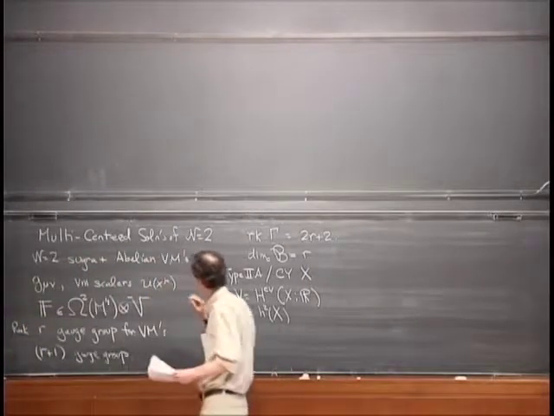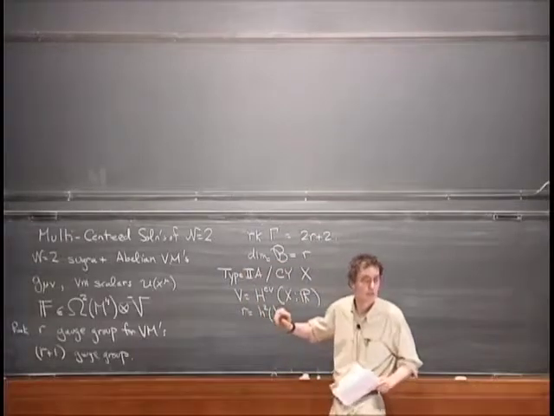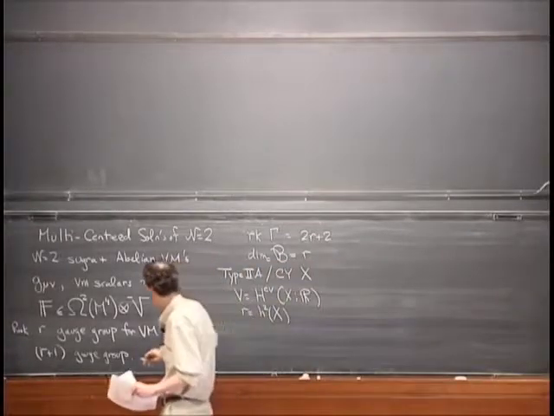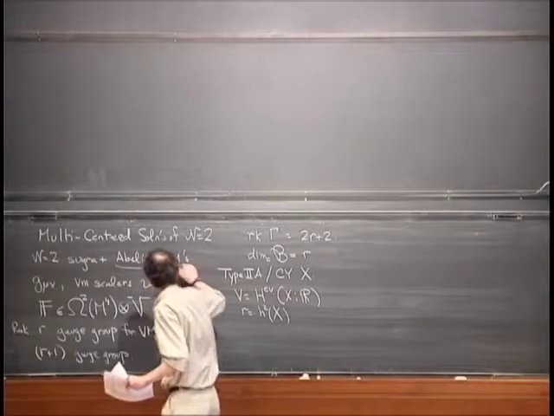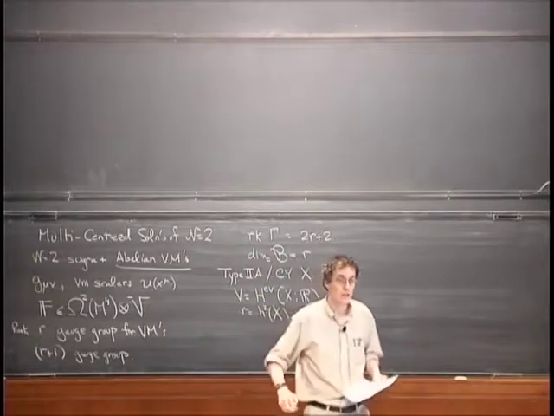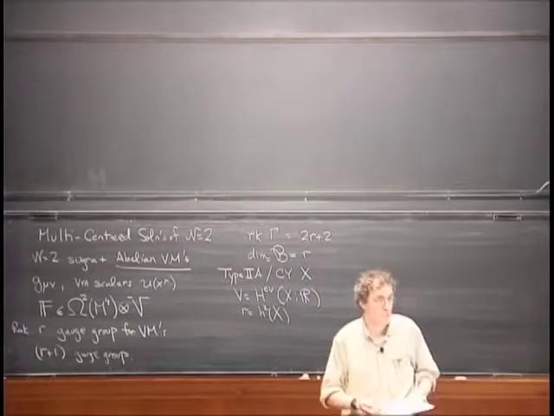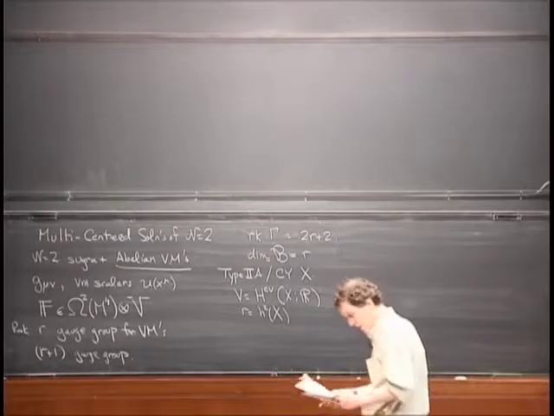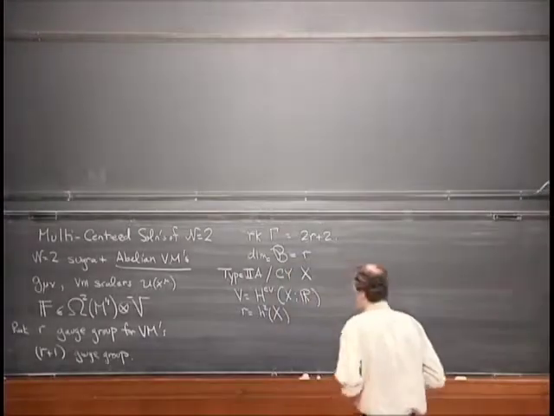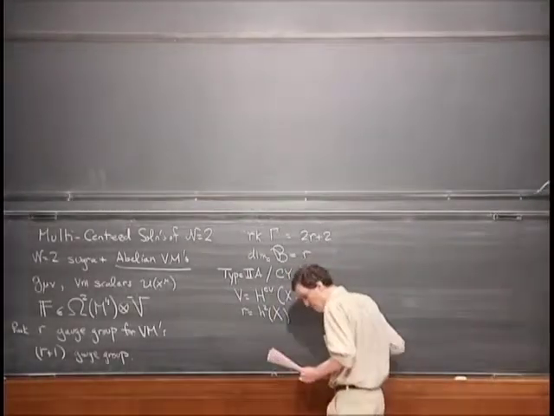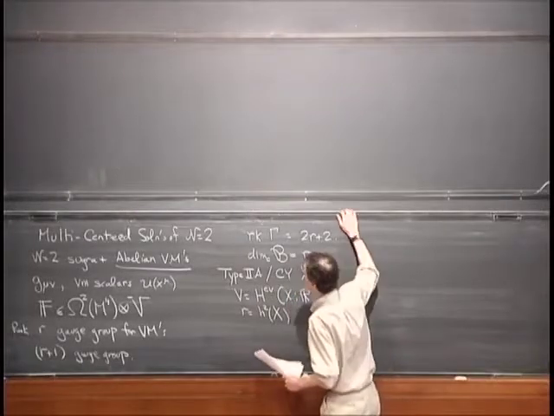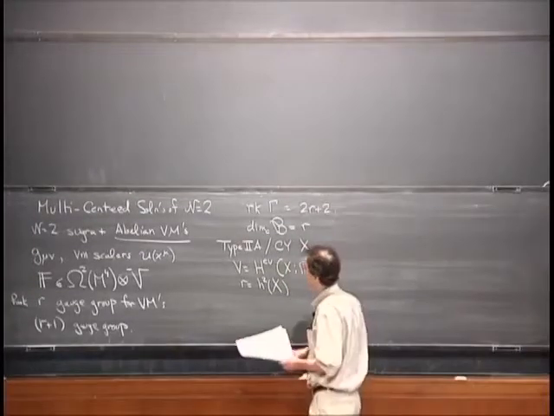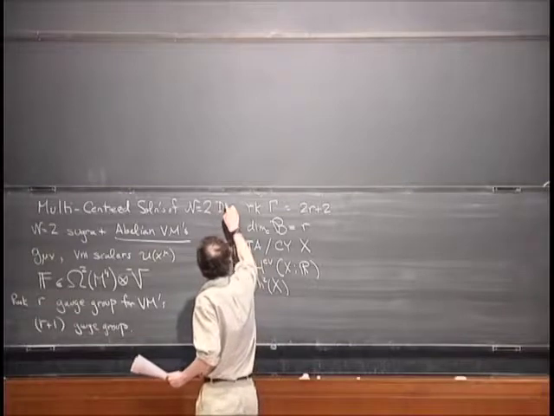I'm talking about an abelian gauge group. Okay? So we're on the Coulomb branch here, so we only have abelian vector multiplets. All right. So that's the n equals 2 supergravity. And now we want to write some multicentered solutions. These are, again, due to Denef.